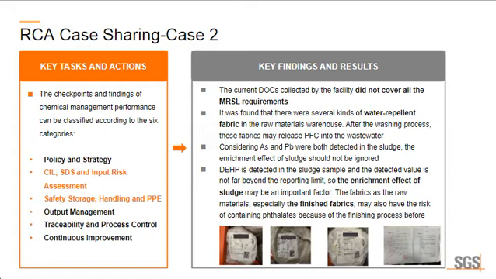And also concerning the AS and PB detected in the sludge, the enrichment effect of the sludge should be concerned. Maybe this is the cause for the heavy metals. And for the DEHP in the sludge, maybe it is because the result is not too far beyond the reporting limits. So the enrichment effect of the sludge may also be another important factor for the DEHP, for the phthalates. So this may be another cause for the RS.